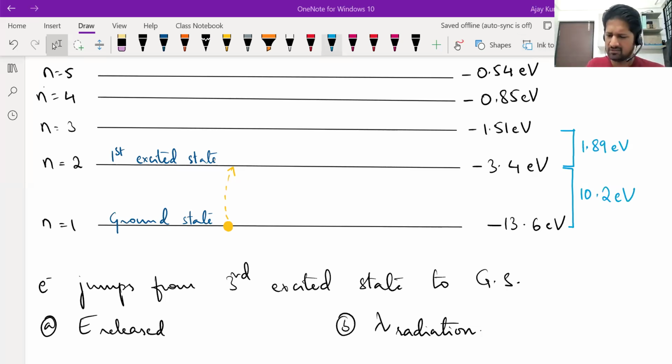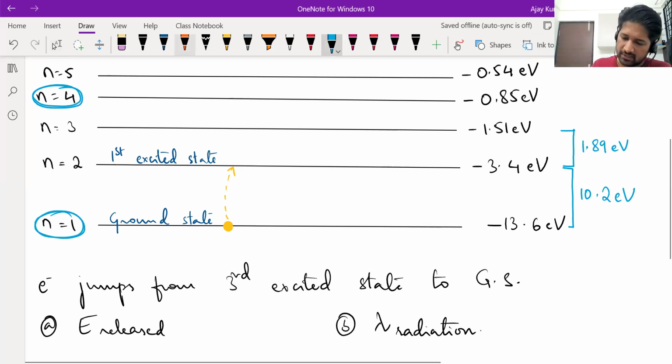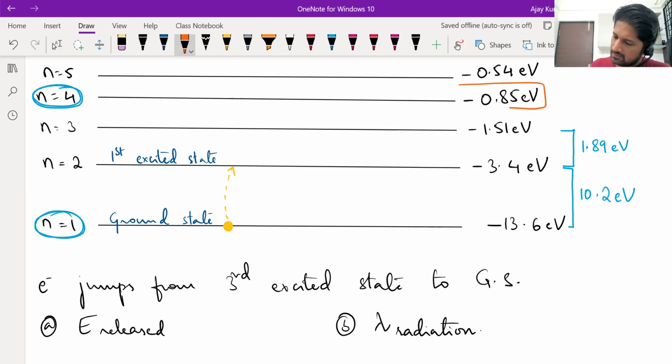This is very easy actually. It jumps down from the third excited state to the ground state. Now, which orbit is the third excited state? n is equal to 4. So it is jumping from n is equal to 4 to n is equal to 1. So the initial energy of the electron is minus 0.85 electron volts, and the final energy of the electron is minus 13.6 electron volts.